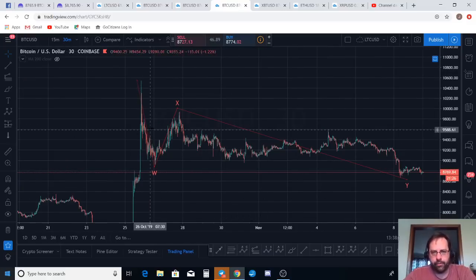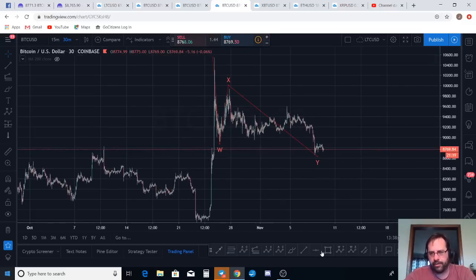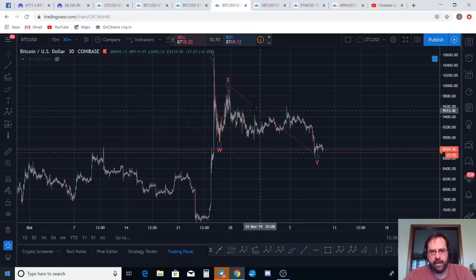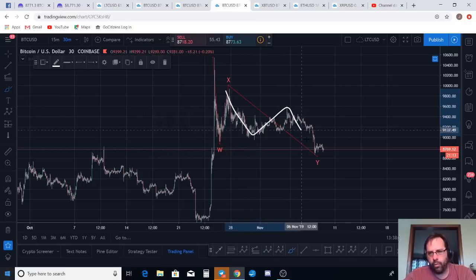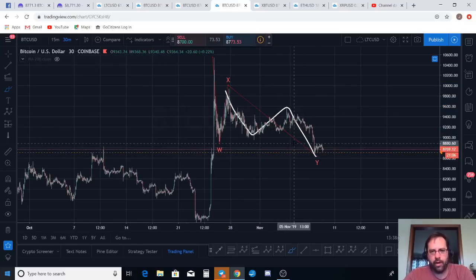Okay, so that's a 3-wave. This is a 3-wave, and then this is a 3-wave right there. And so that's the way we would finish out our correction. We've got a W, X, and a Y right there. And that is a WXY of the Y wave. In other words, this 3-wave structure in the Y wave is another WXY.